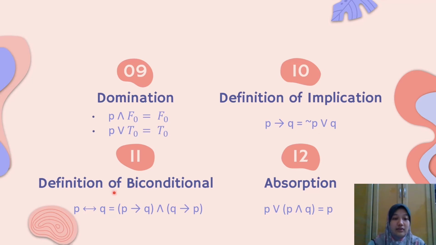Number 11, definition of biconditional. When P if and only if Q equals to P implies Q and Q implies P. Number 12, absorption law. We apply absorption law when the proposition outside the bracket and inside the bracket is the same, and also the sign outside the bracket and inside the bracket is different, so it equals to P.